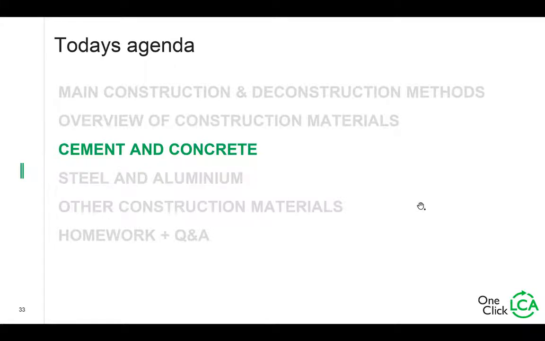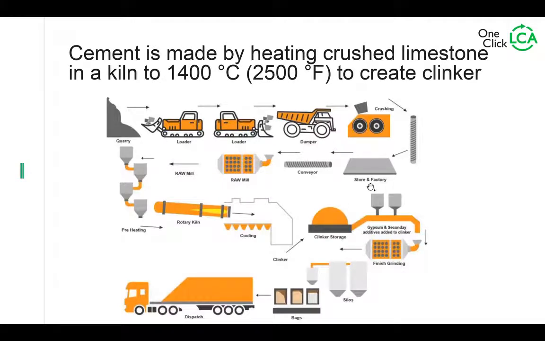We have now covered the main construction and deconstruction methods, and given an overview of construction materials, or at least the main ones. Now we are going to talk a bit more about cement and concrete. The one thing to remember, if you can only remember one thing, is that cement is made by heating limestone to high temperature. And that high temperature causes chemical bonds to break.